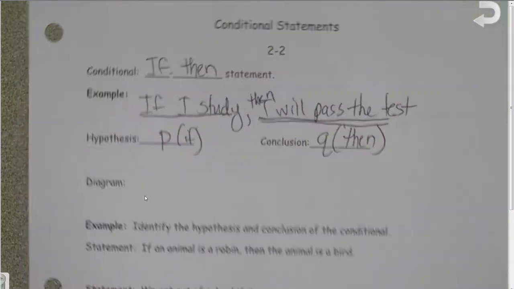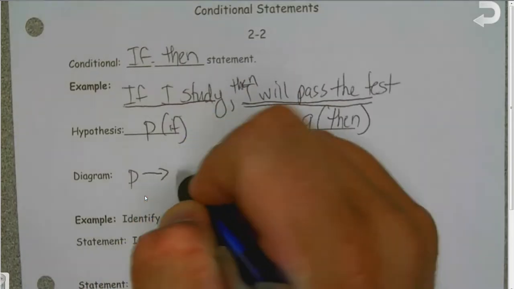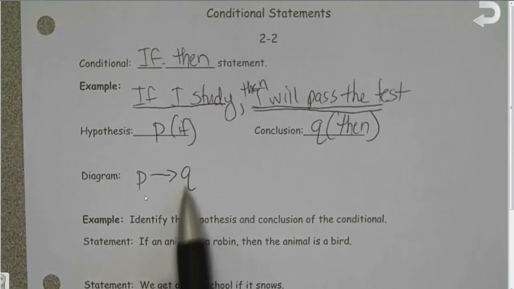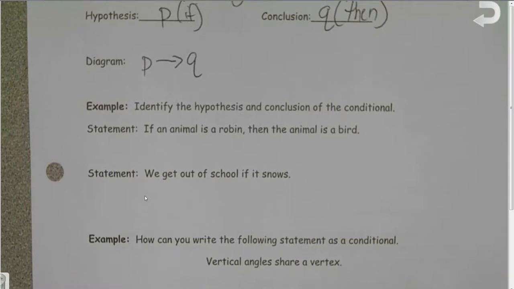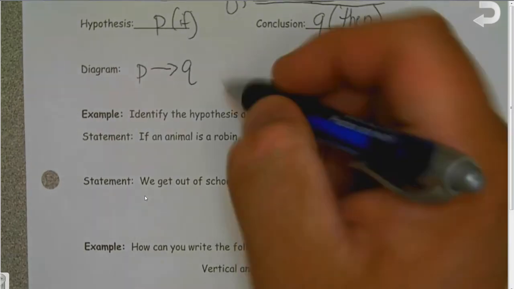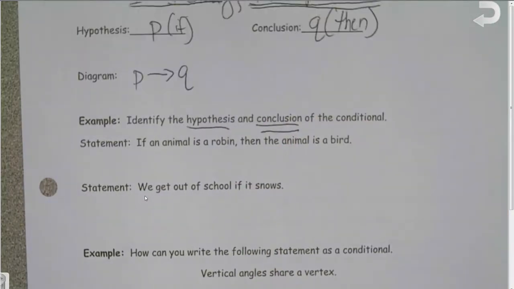So in a diagram, we identify a P to a Q. So if P, then Q. Okay? So what I want you to do is take a minute or 30 seconds and underline the hypothesis and the conclusion of these two statements. Underline the hypothesis once and the conclusion twice. Go ahead and pause the video and see if you can do that.